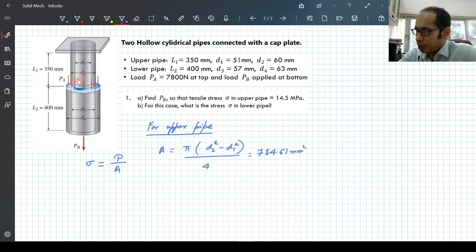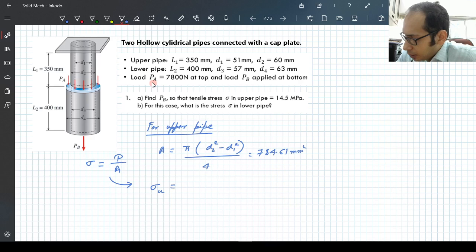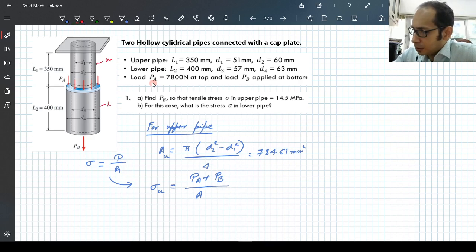Now what is the load acting on the upper pipe? As I said, since this is a continuous system, the load acting is PB plus PA over here, right? So the question gives you the sigma and asks you to calculate PB. So if I again rewrite this particular equation, sigma for the upper pipe is PA plus PB divided by area. Maybe I mark this area as the area of the upper pipe. This is the upper pipe and this is the lower pipe, that is A. So the sigma of the upper pipe is PA plus PB divided by A, and you have to find this particular parameter PB over here.